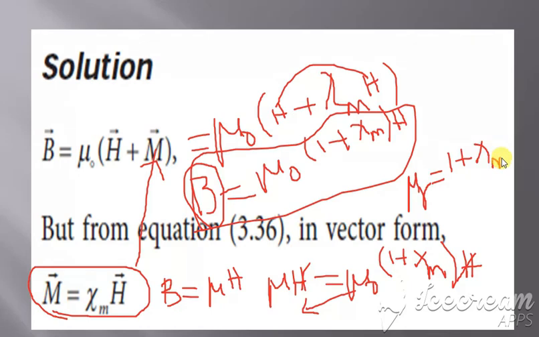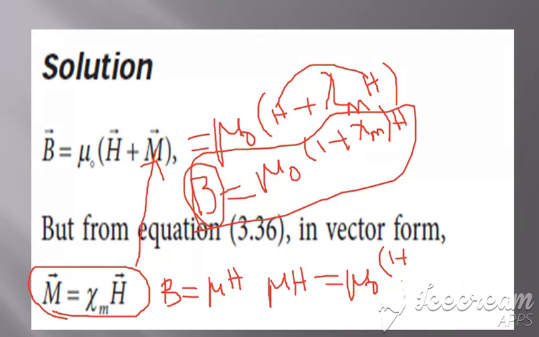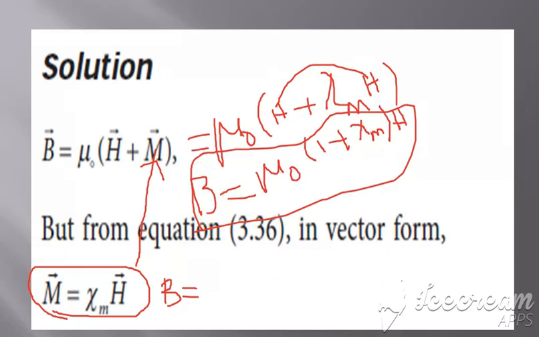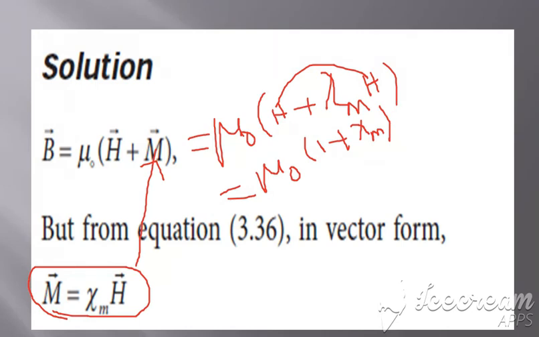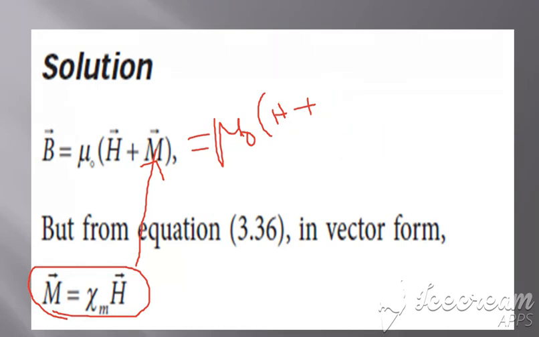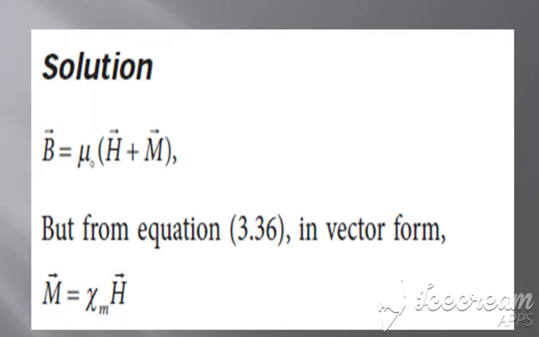If you need the value of xi m alone, bring this to the other side. So we get xi m is equal to mu r minus 1. These are the steps which we are going to follow. The main formulas which you have to know are, first, M is equal to xi m into H, and the next formula is B is equal to mu into H. These are the two main formulas which you have to know in this.